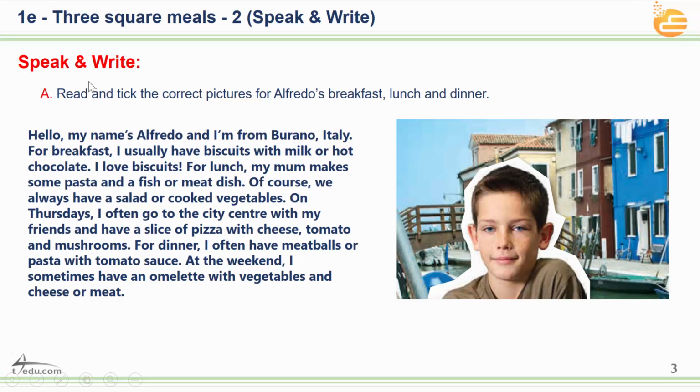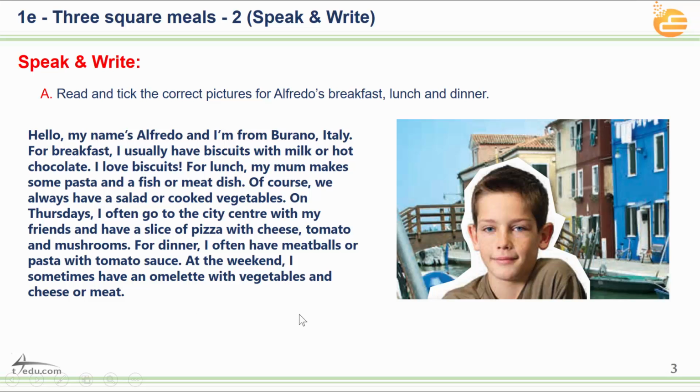Hello, my name's Alfredo and I'm from Burano, Italy. For breakfast, I usually have biscuits with milk or hot chocolate. I love biscuits. For lunch, my mum makes some pasta and a fish or meat dish. Of course, we always have a salad or cooked vegetables. On Thursdays, I often go to the city centre with my friends and have a slice of pizza with cheese, tomato and mushrooms. For dinner, I often have meatballs or pasta with tomato sauce. At the weekend, I sometimes have an omelette with vegetables and cheese or meat.